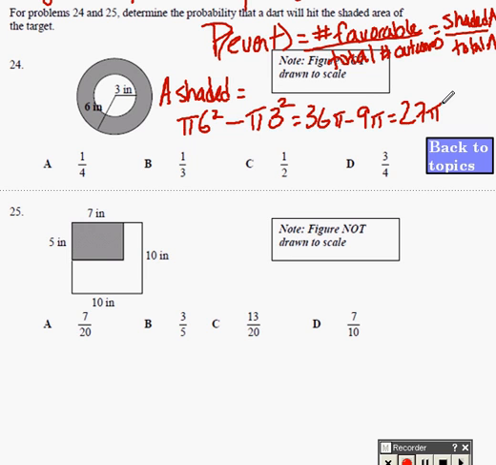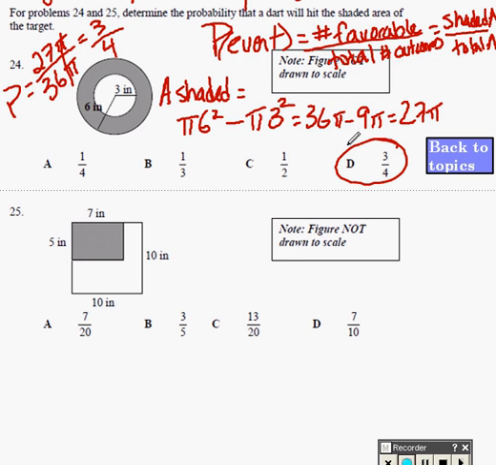Our total area is just that whole big circle we started out with. That's our 36 pi to begin with. So we're going to take our probability to be the shaded, which is 27 pi, over the whole, which is 36 pi. Pi's cancel out, and we're left with 27 over 36. Is there any number that goes into both 27 and 36? And that is true. That's 9. 9 goes into 27 3 times, and 9 goes into 36 4 times. So our probability is actually 3/4.